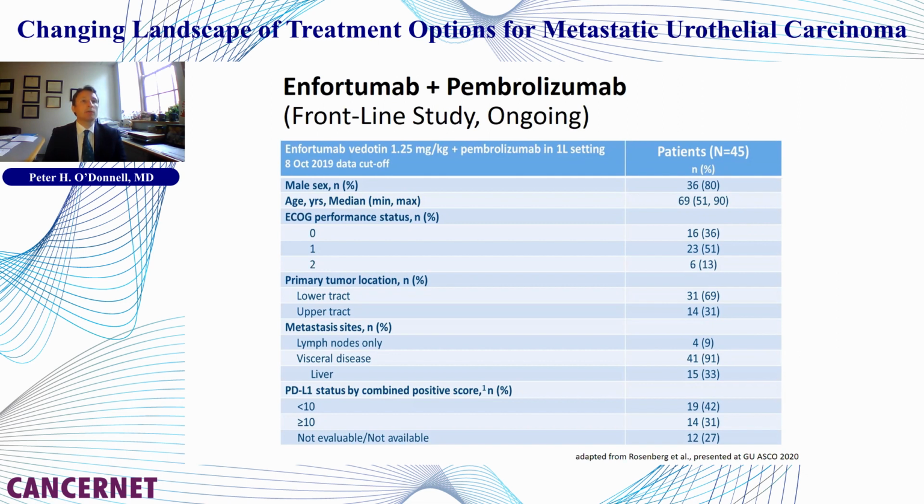It's a frontline study where patients were being given the combination of enfortumab with pembrolizumab in previously untreated metastatic urothelial cancer. The data so far are in a limited number of patients. This was 45 patients. You can see the characteristics here. Again, a third of the patients had liver metastases, which I think is an important consideration for this treatment population. And there were patients with multiple different statuses of PD-L1 expression allowed in this trial.